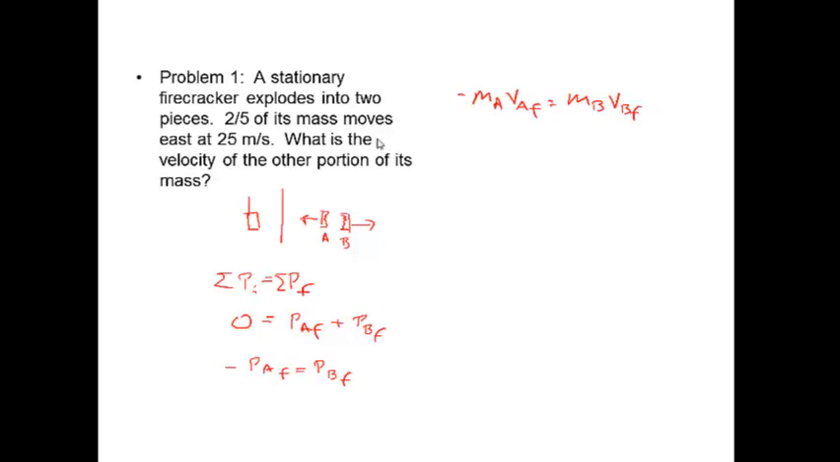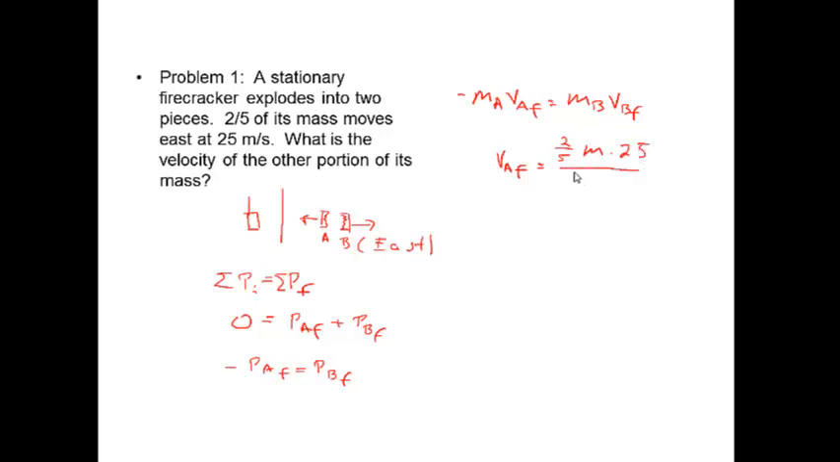It says 2/5 of its mass moves east. So we'll call this the east direction. So this B is going east, and we want to find this velocity. So I'm going to solve for VAF. So 2/5 M goes east at 25.